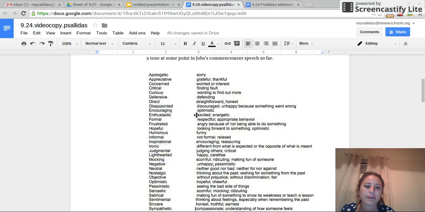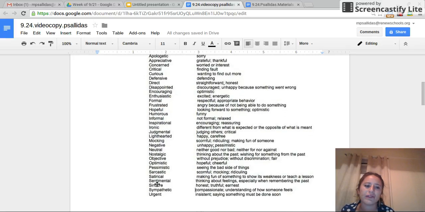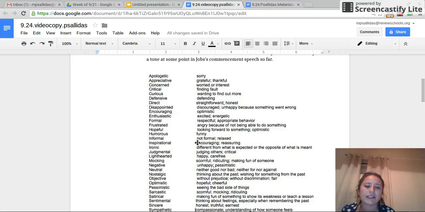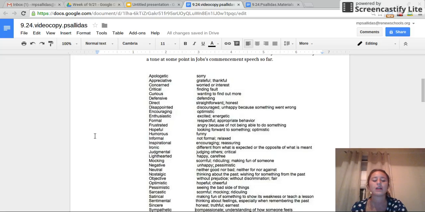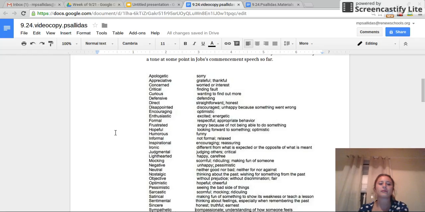Here's some examples of tone and their definitions. Circle whichever words identify a tone that you think we've seen in his speech so far. If you don't know a word, look at the definition to the right. And if you still don't understand, then skip it. Unpause once you've circled any word that describes how you felt while reading Jobs' speech. Unpause when you're done.